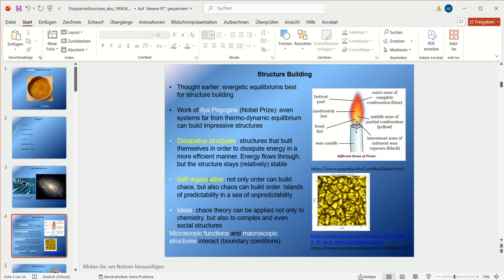So not always can order turn into chaos, but also chaos can turn into order. But as we learn from thermodynamics, globally the chaos always grows and the order decreases. But locally that's not always the case. So you can have open systems and have order in these open systems, and the energy is going out from the open systems.